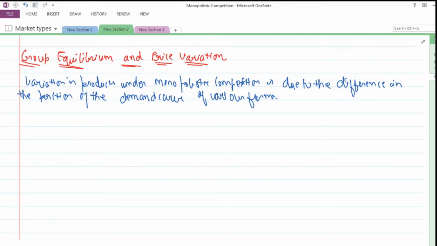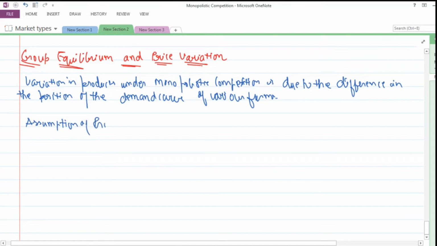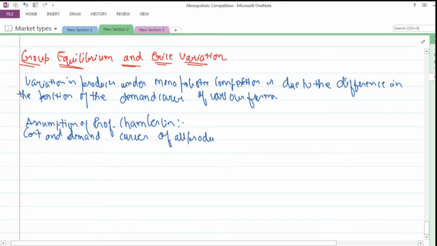The assumption of Professor Chamberlain is that the cost and demand curves of all products in the group are uniform.